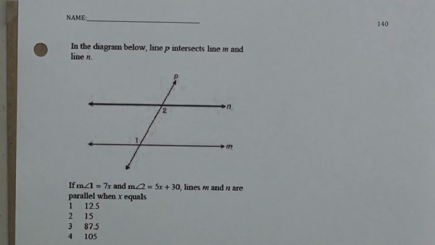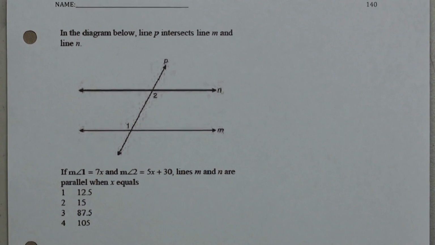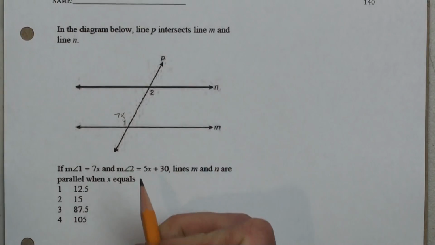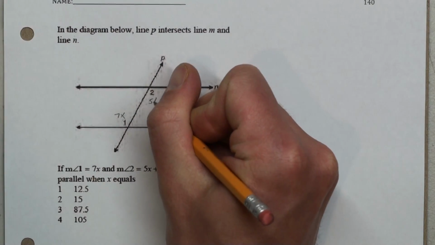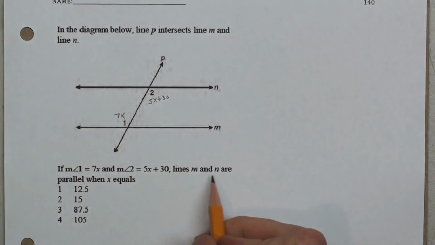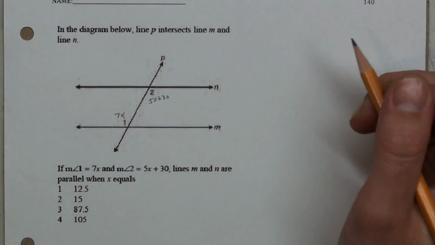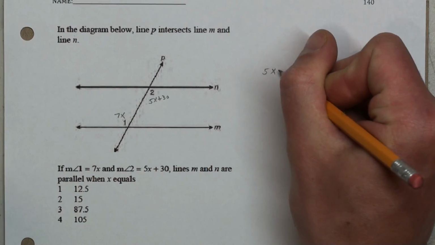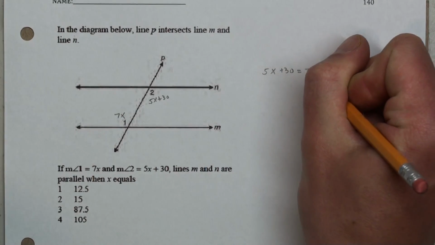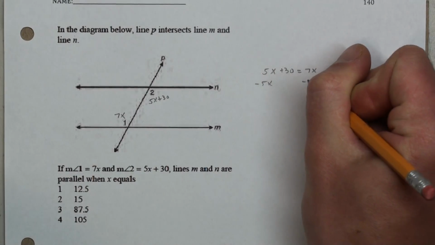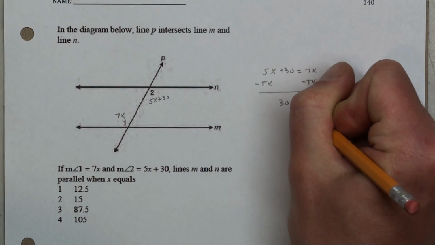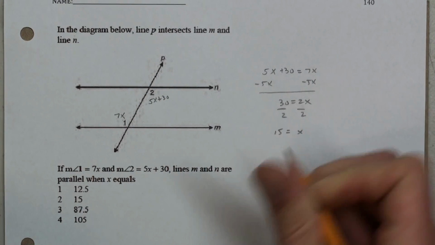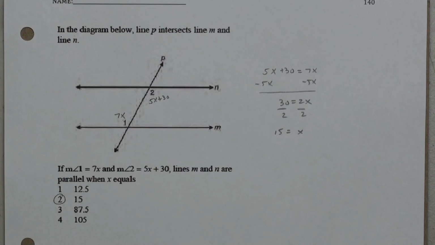In the diagram below, line P intersects line M and line N. If the measure of angle 1 is 7x, and the measure of angle 2 is 5x plus 30, lines M and N are parallel when x equals, well, those are alternate interior angles, and they have to be equal if those lines are parallel. So we're going to solve for x. When x equals 15. Okay?